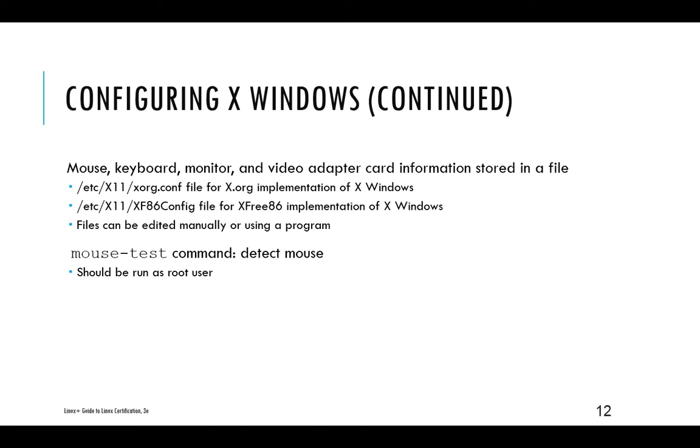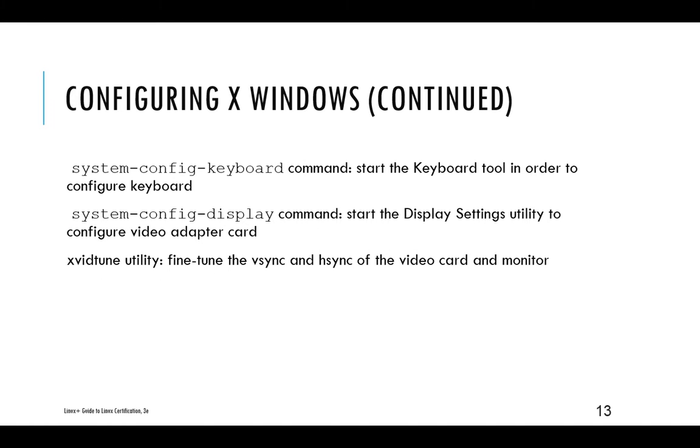Configuring Windows again. What about mouse, keyboard, monitor? They all have drivers, right? By default, most mice and keyboards are plug-and-play devices. They're either PS2 if you're in the old days, or USB now, so it's hot swappable. And they're all going to be in your XF or Xorg config files. And you can go in there and change it if you want to. If you want to make sure that you can run mouse as a root, do mouse-test. It'll tell you if you can or not. But you want to make sure that you run that as a root and not a typical user.